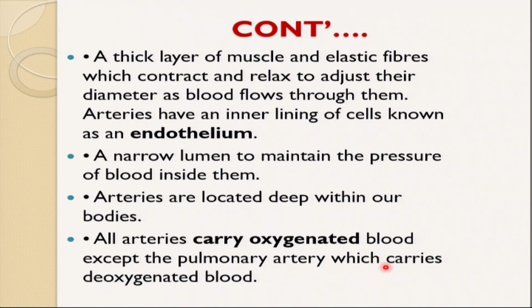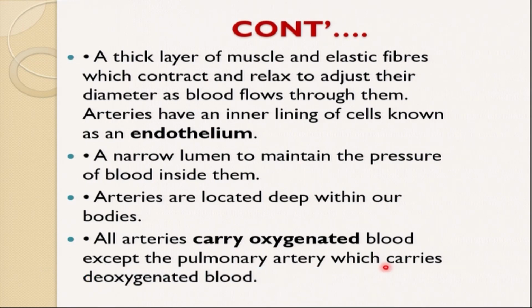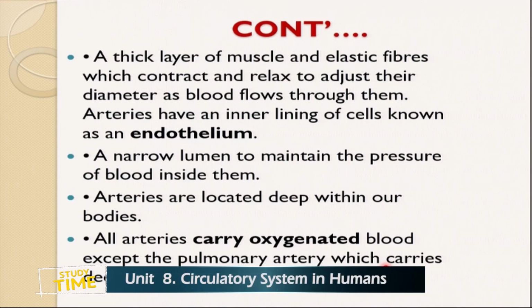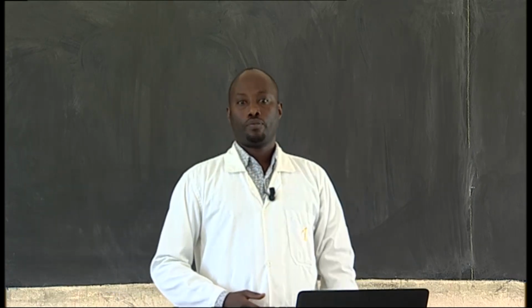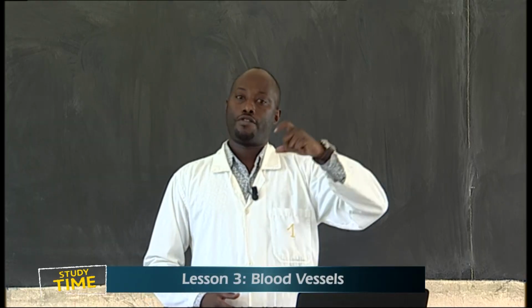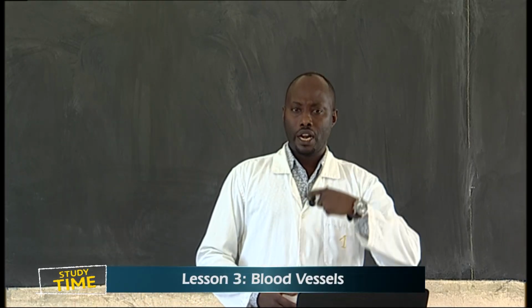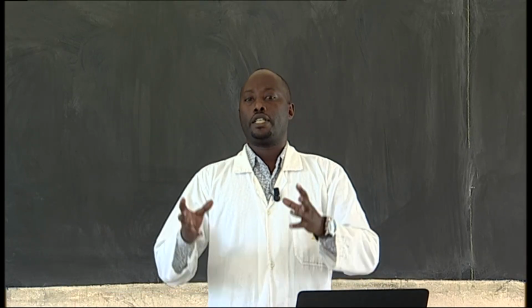Another characteristic of arteries is that they have a narrow lumen, not a large lumen. Their lumen is very narrow. Why do we say the lumen must be narrow? To maintain the pressure of the blood inside them. If the lumen is large, the blood will be flowing without pressure. But one of the characteristics of the arteries is a narrow lumen, which maintains the pressure of blood inside them.